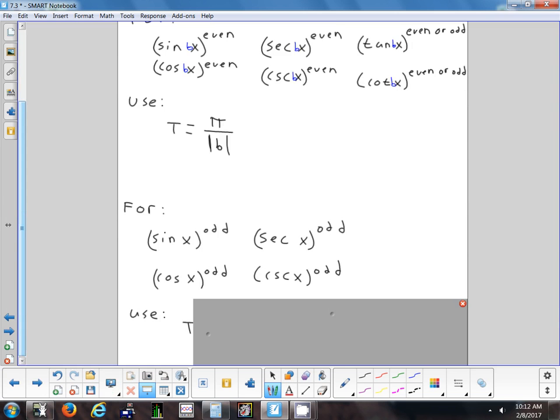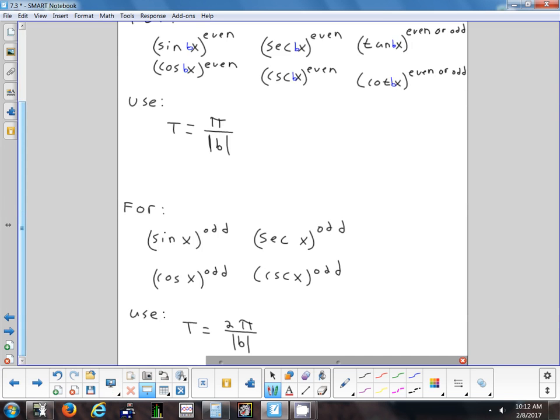B over pi. Still the same setup. B's still in the bottom. But it's 2 pi. Remember, sine to the first power, the period is 2 pi. That's your two formulas, and now you don't have to play with it on the screen and try to figure out the period. If you forget these formulas, you can. But I think if you just remember them, it's easier.